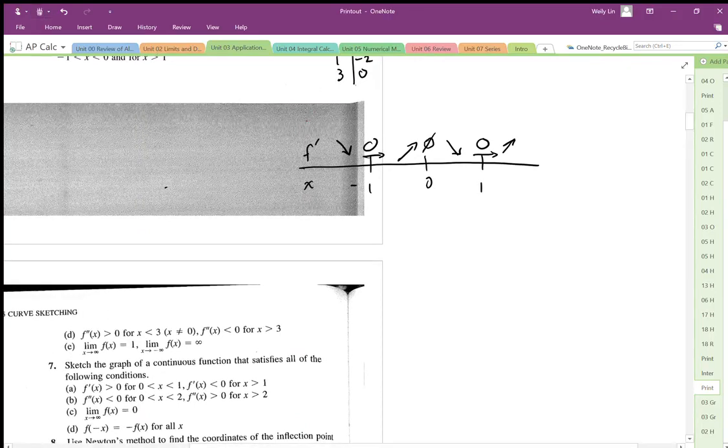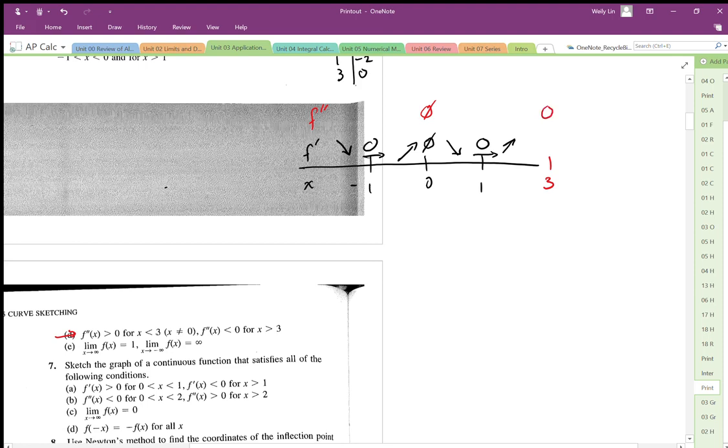Okay, so this is my second derivative, and it's given by this line here. The second derivative is greater than 0 for x less than 3, not equal to 0. So again, the second derivative is not defined there. And then the second derivative is less than 0 for x greater than 3. So if I have 3 here, it doesn't tell us what's happening at x equals 3.